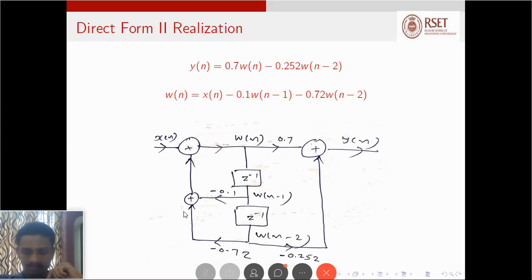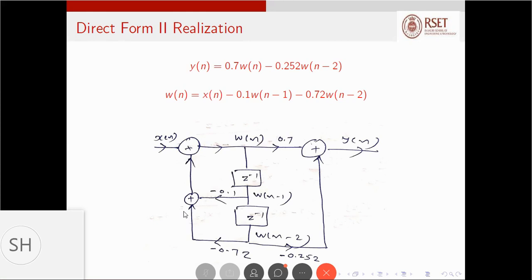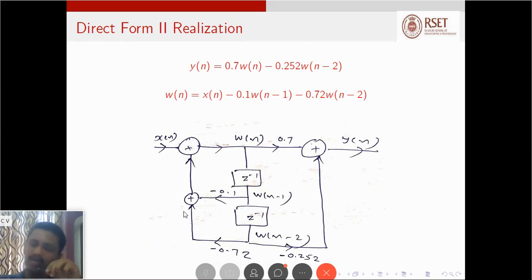Thank you, sir. The next question: which realization is better, direct form 1 or direct form 2? Direct form 2 is the better one, because here you can see that the number of delay elements is less. The delay elements are the important part in the case of realization. If we are considering the hardware, the number of delay elements is important. So if you are considering the delay elements or the hardware part in the case of realization, direct form 2 is better than direct form 1.